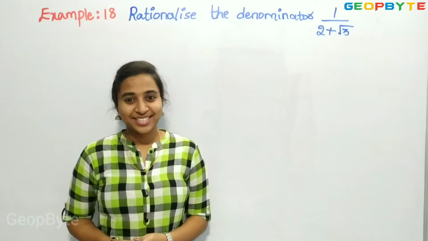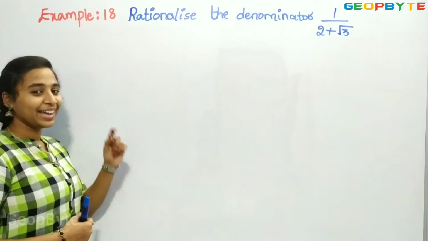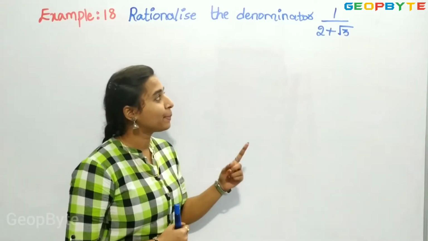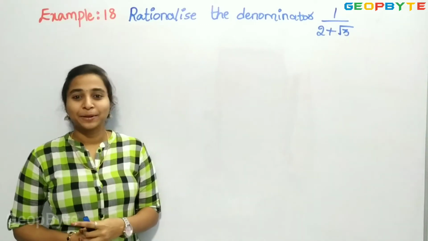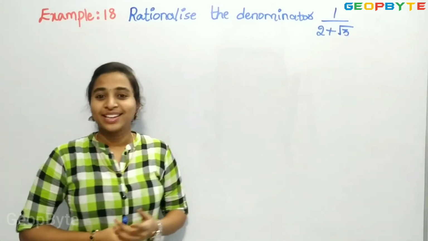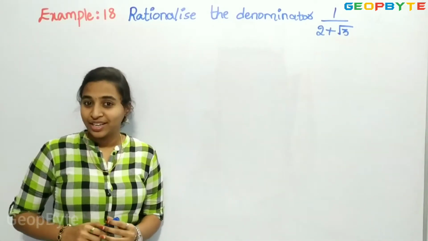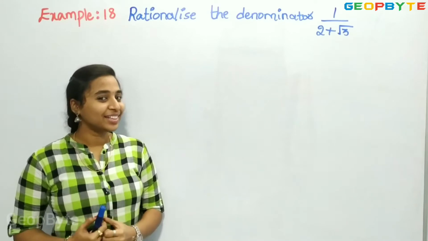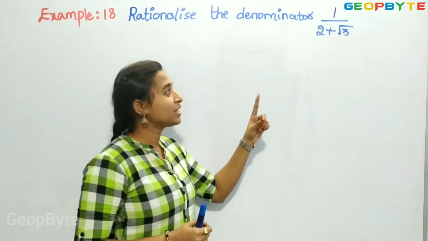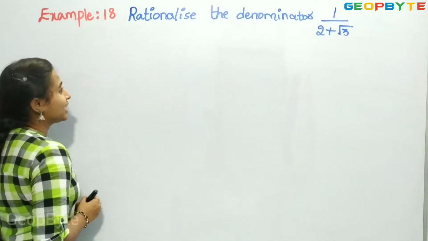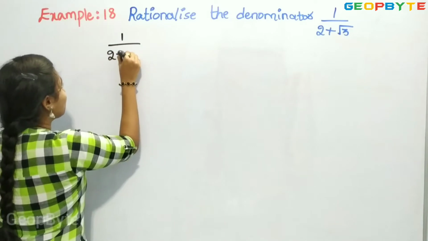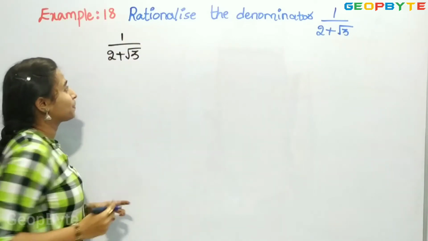Now, let us see example number 18. Rationalize the denominator of 1 by 2 plus root 3. We all know that 2 plus root 3 is an irrational number. We need to rationalize the denominator, that is, we need to rationalize 2 plus root 3. The given question is 1 by 2 plus root 3.